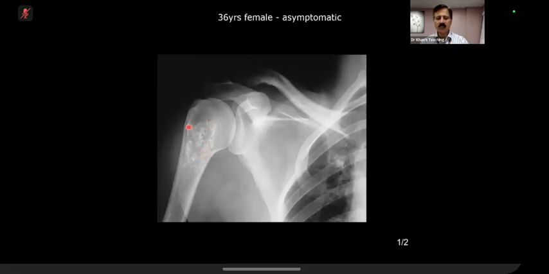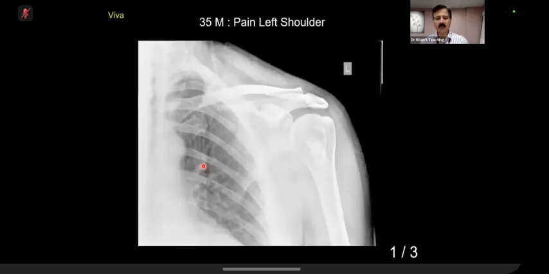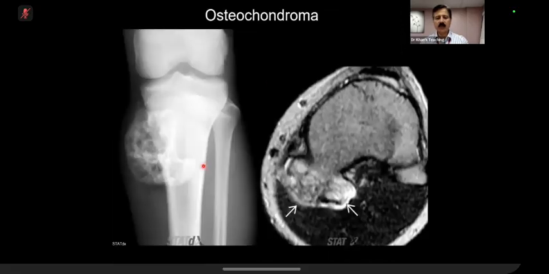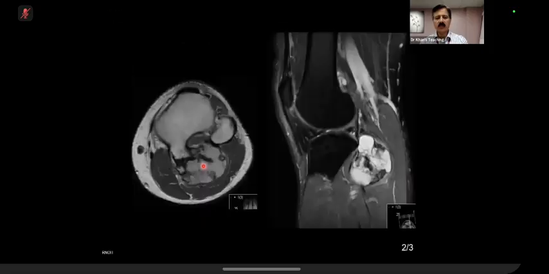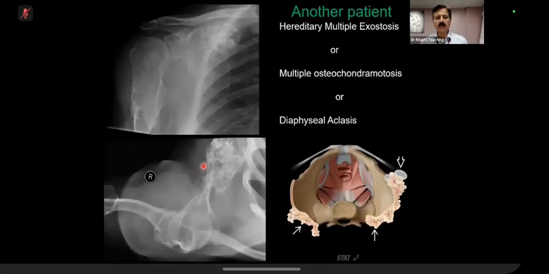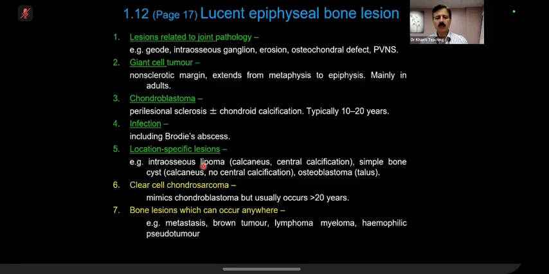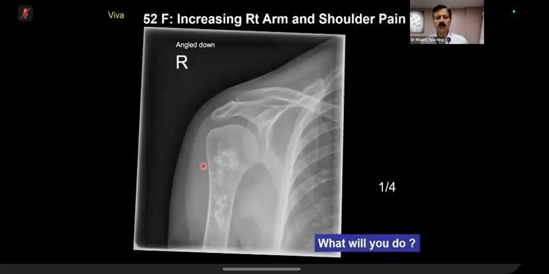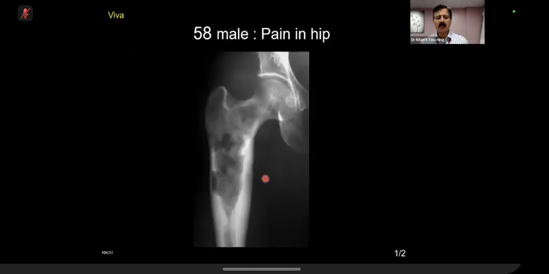Then when you see a lucency inside, that lucency will cause endosteal scalloping. I will show you a case right now, and then we will come back. Now, concentrate on this case. This lytic lesion is causing scalloping of the cortex.